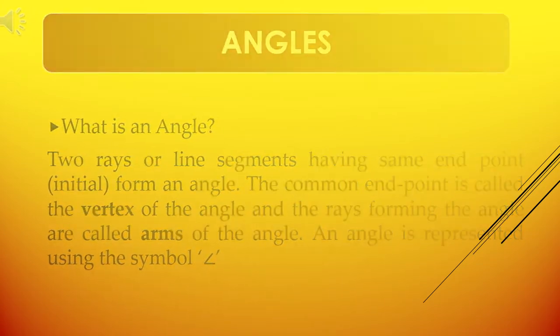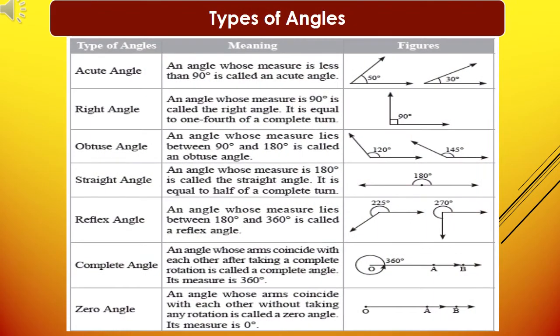These are the various types of angles which you have studied in your previous classes also, like acute angle, which is less than 90 degree, right angle, an angle which is equal to 90 degree, obtuse angle, which is more than 90 degree and less than 180 degree, straight angle, which is equal to 180 degree, reflex angle, which is more than 180 degree and less than 360 degree, complete angle, which is equal to 360 degree, and zero angle, which is equal to 0 degree.